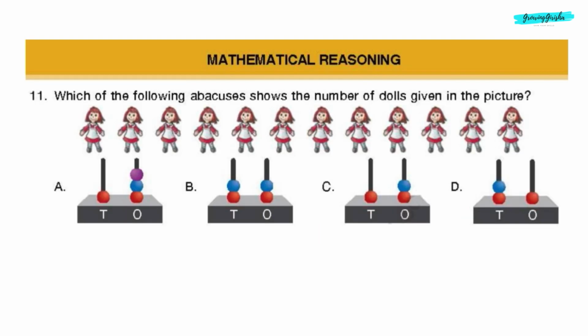Mathematical Reasoning. Question 11. Which of the following abacuses shows the number of dolls given in the picture? First, we'll count the number of dolls. There are 1, 2, 3, 4, 5, 6, 7, 8, 9, 10, 11, 12. There are 12 dolls. So the abacus which shows one bead at 10th place and 2 beads at 1st place is the answer. It is in option C. So option C will be the correct answer.